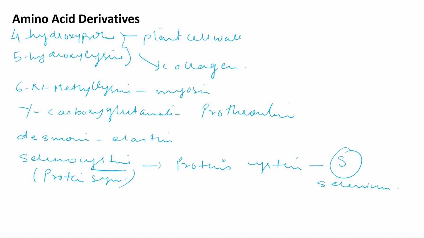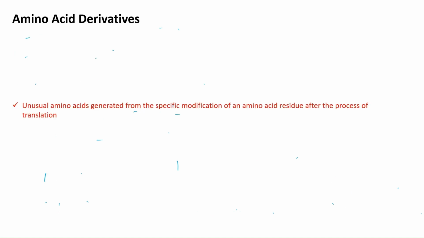Next are ornithine and citrulline. These are found in the biosynthetic pathway for arginine and the urea cycle. So these are the amino acid derivatives. These are unusual amino acids, which are called amino acid derivatives, generated during post-translation modification of amino acid residues.